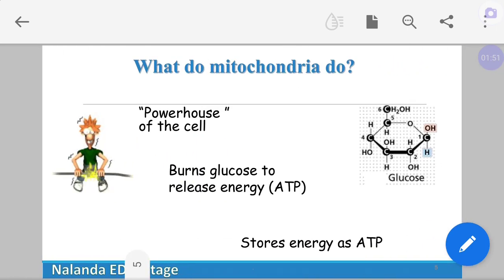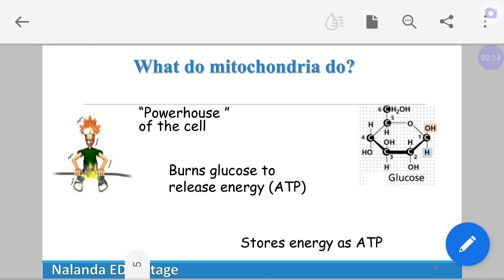Now let's have a quick view on what the mitochondria does. It is known as the powerhouse of the cell, very important, right? What does it mean actually? Any powerhouse means it provides us energy. So it burns glucose to release energy in the form of ATP and it stores its own energy as ATP.